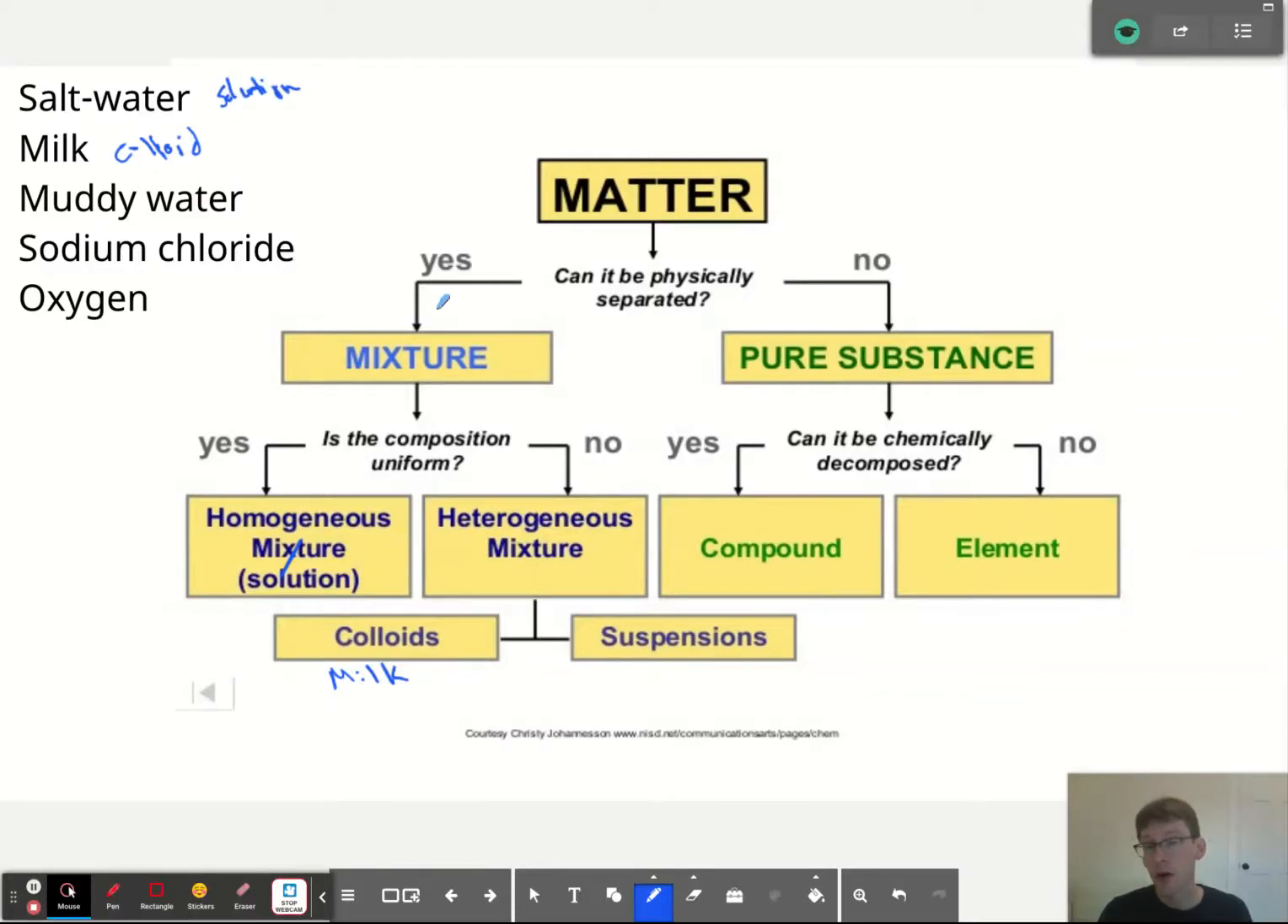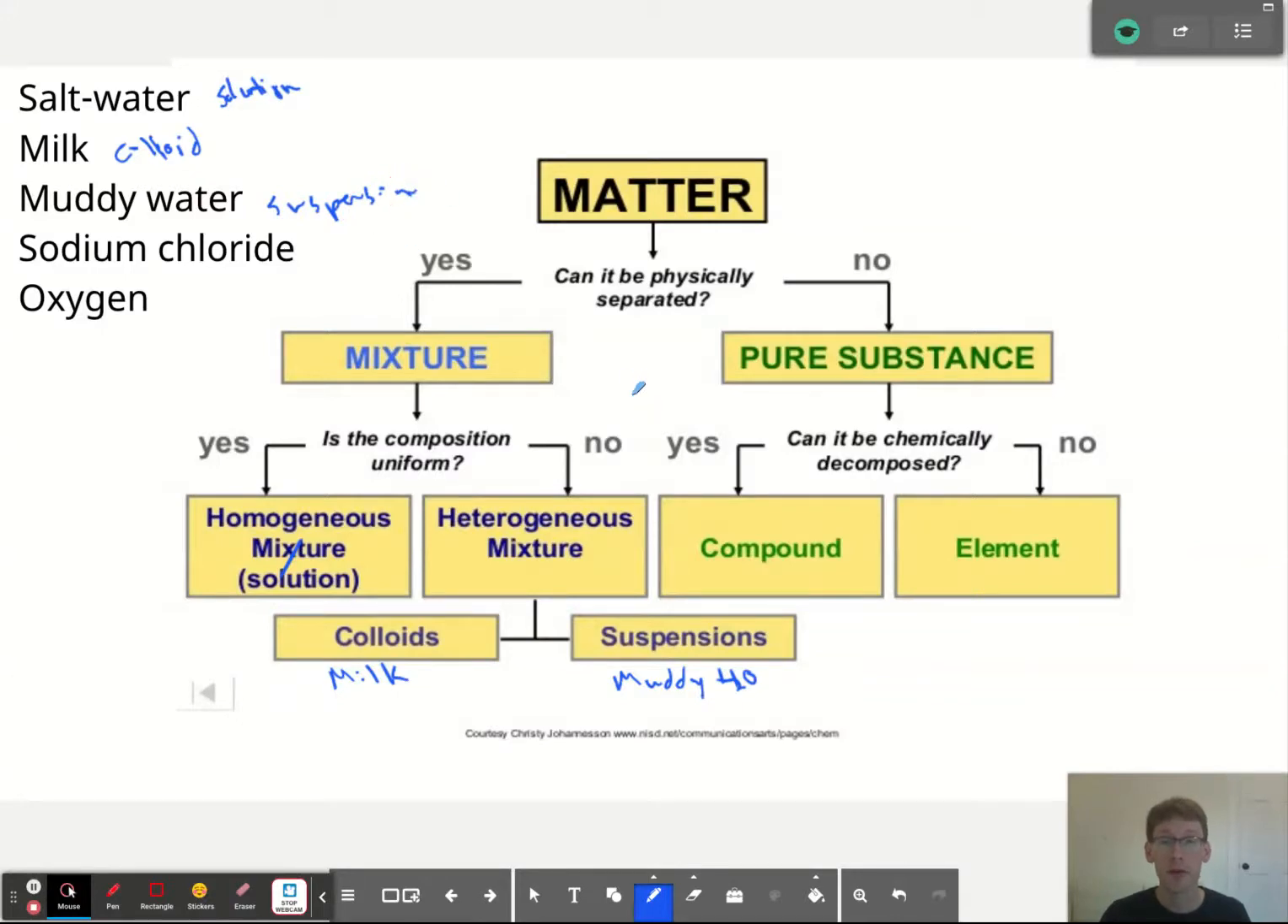Or if you wanted to, you could also distill the water out, and it would leave behind some sort of mud, dirt substance, and the water would be separate. Is the composition uniform? I'm going to say no. And you can kind of see it visibly that muddy water is not all the same thing. You can see inconsistencies in it. Now, is muddy water a colloid or a suspension? The question is, does muddy water settle and you can see the separate substances? The answer is yes. So muddy water is going to be a suspension. Again, if you leave it out, it will settle and you'll very easily see that it's multiple substances. So this is a suspension.